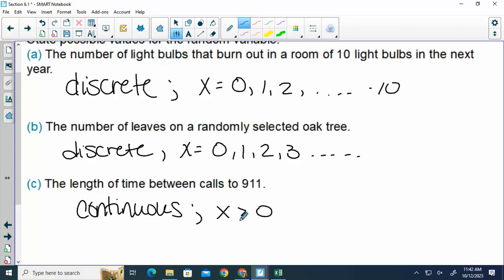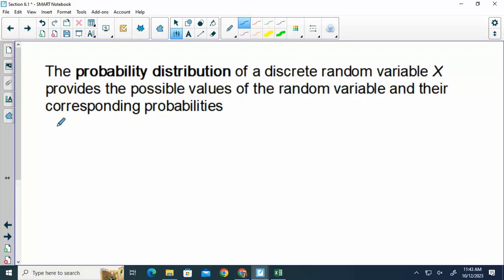We can also make the probability distribution for all of these. We saw some probability distributions in the last chapter, the very first section. So we know the probability distribution lists every possible outcome and the probability of that outcome. And the 2 key components: every probability has to be between 0 and 1, and when you add them all up, it has to equal 1.